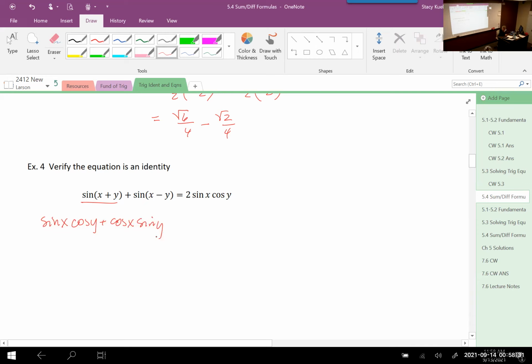Could we also have applied that identity to the other one too, to sine of x minus y? Yep. So now I've got sine of x minus y, so sine x cosine y minus cosine x sine y. Now what would we do? All right, I can combine like terms, right? So I have sine x cosine y and another sine x cosine y. So I have a total of 2 sine x cosine y.